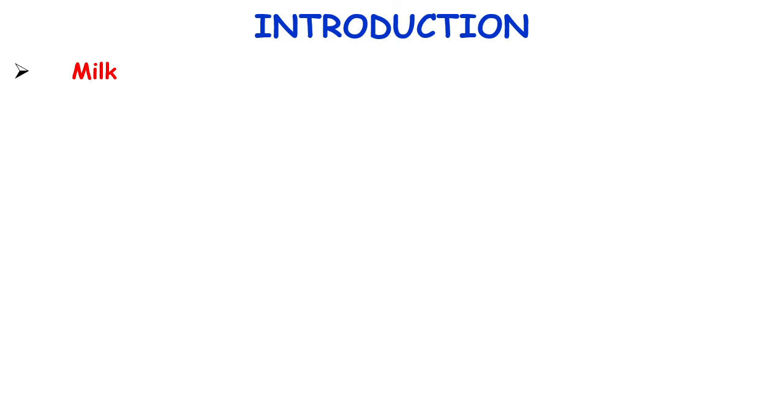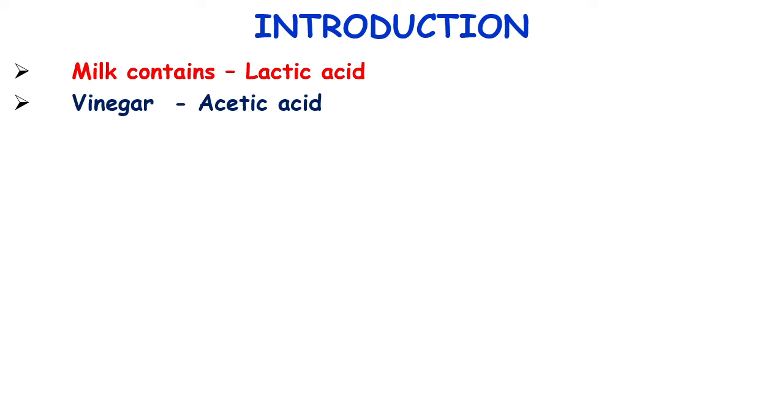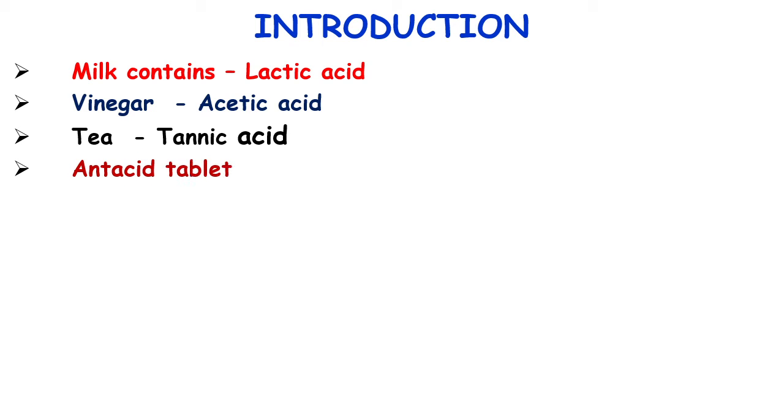We have come across many chemical compounds in our daily life. Among them, acids and bases are most common. For example, milk contains lactic acid, vinegar contains acetic acid, tea contains tannic acid, antacid tablet contains aluminum hydroxide and magnesium hydroxide.